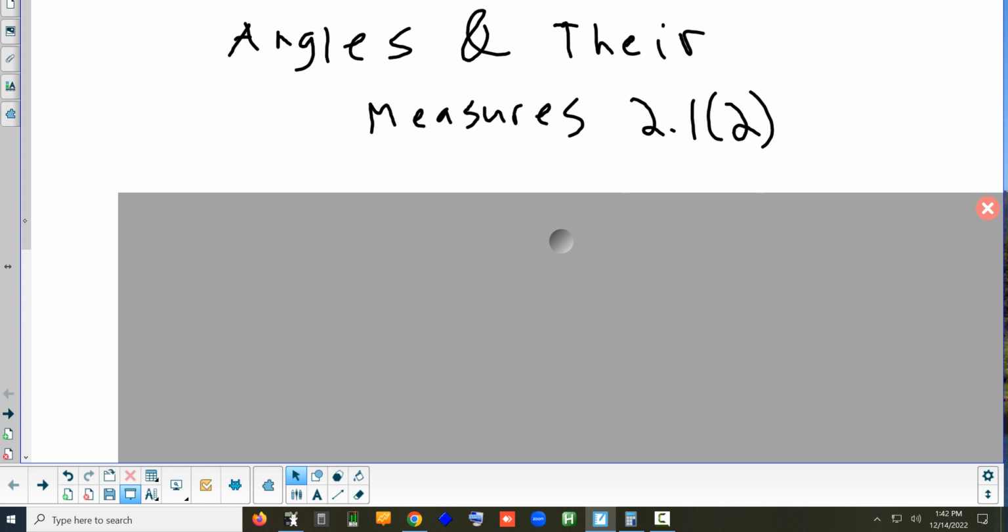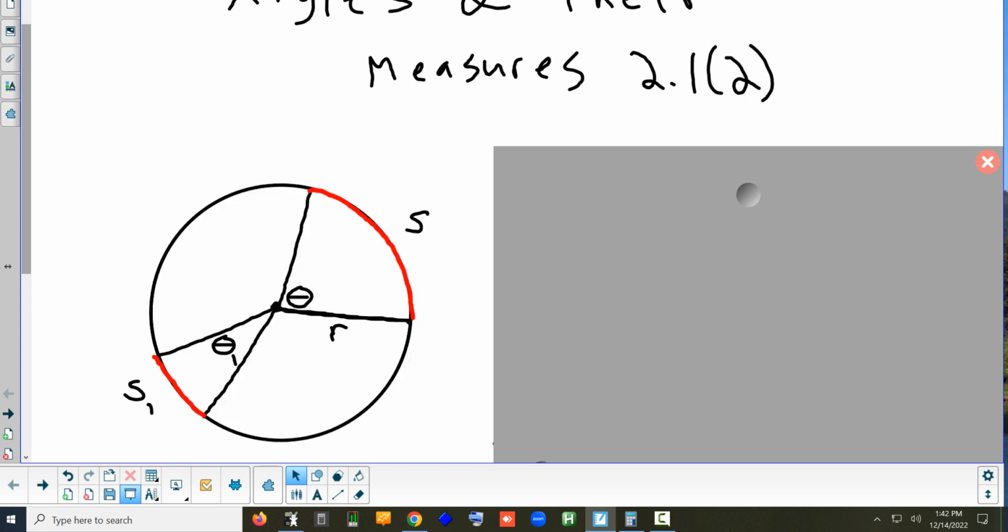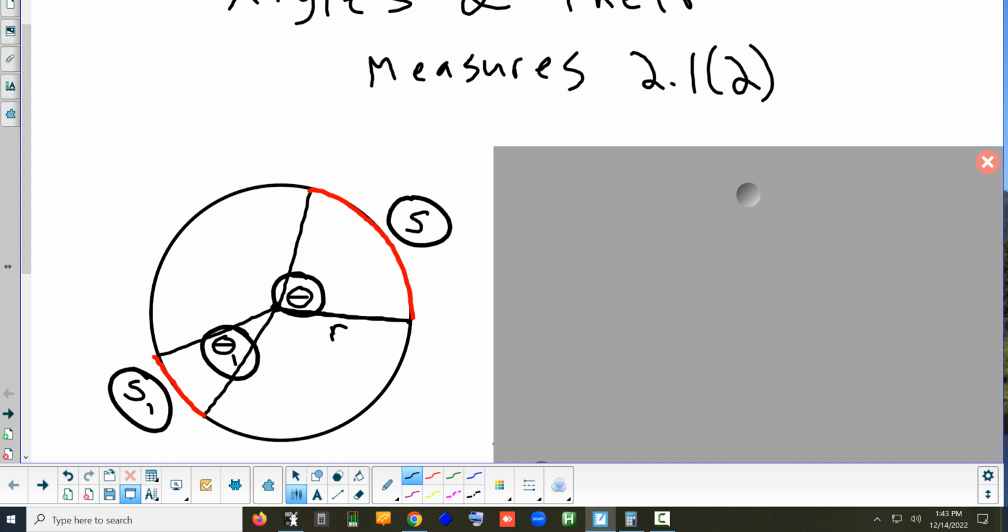So to set up a proportion, you need 4 things. So what I've done in this diagram is I've drawn 2 angles. First angle is theta. And the arc connected with that angle, I'm calling it S. The other angle is theta 1. And the arc that's connected with that angle, I'm calling it S1.